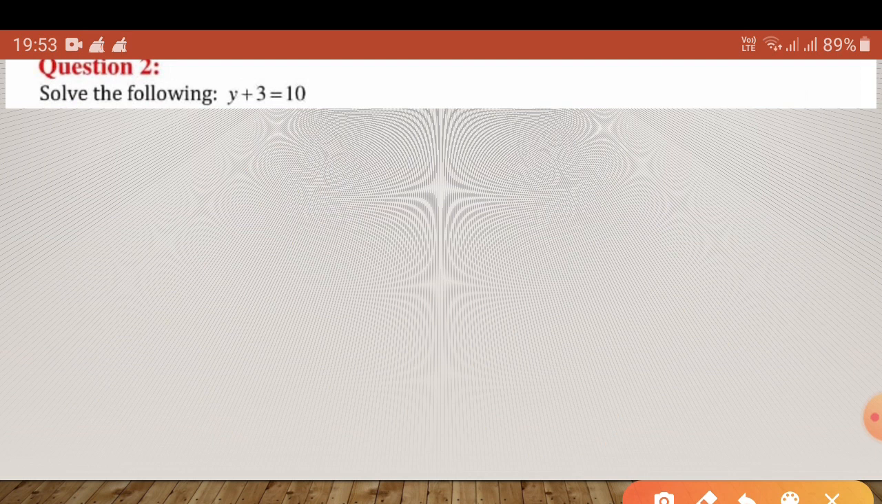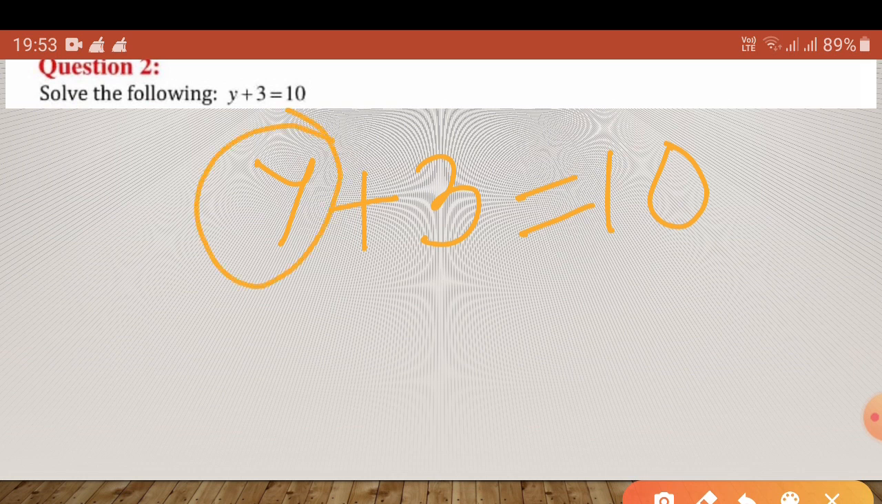This is question number 2. Same question, x plus 3 equal to 10. Here we also have to find the value of y. So the equation is x plus 3 equal to 10, and we have to find the value of y.